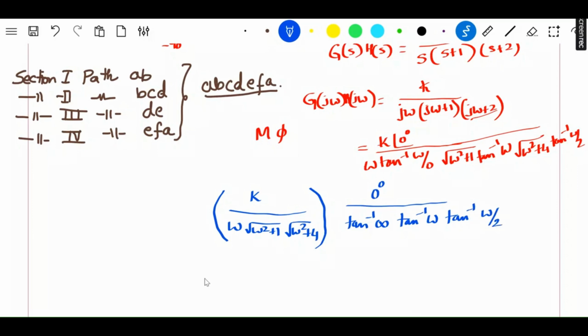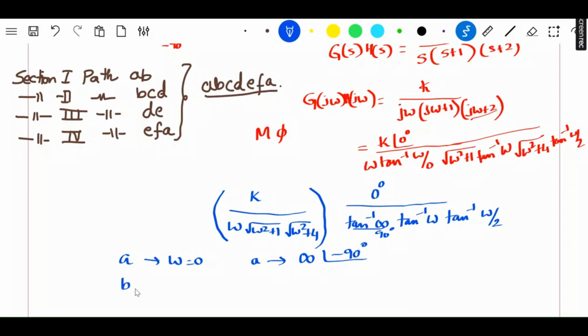Finally, at point A, omega equals 0. So what I get here is k divided by 0 into anything, which is 0, and anything divided by 0 is infinity. So we got magnitude is infinite. Whereas the angle: tan inverse 0 is 0, tan inverse omega by 2 at 0 is 0, tan inverse of infinity is 90 degree. This gives 90 degree in the denominator, and if the angle goes to the numerator, it becomes minus 90 degree. So you see that at A, the magnitude is going towards infinity at an angle of minus 90 degree.